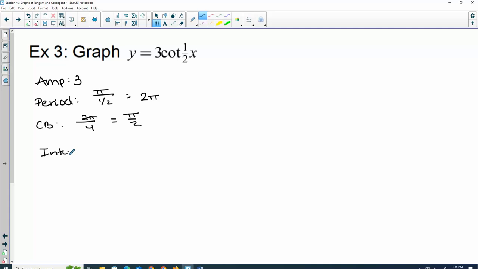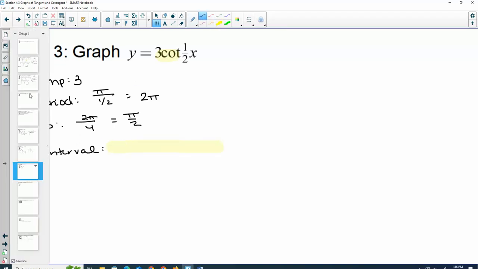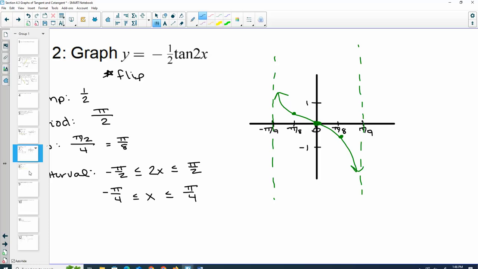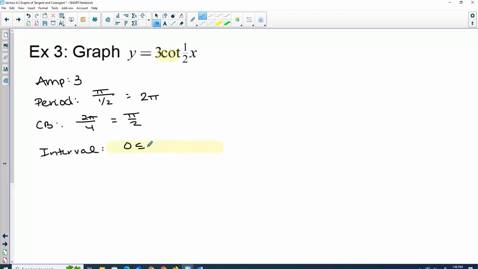Interval. Okay, if I'm talking about cotangent, what interval did we set up? Look back: when we said cotangent, the interval should be between 0 and pi if you want your asymptotes to be at the end. That's not the only interval you can do. It's just a nice one. So 0 is less than or equal to 1/2 x, which is less than or equal to pi. And if I multiply by 2, 0 is less than x, less than 2 pi.